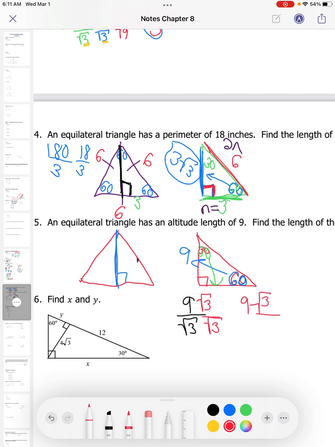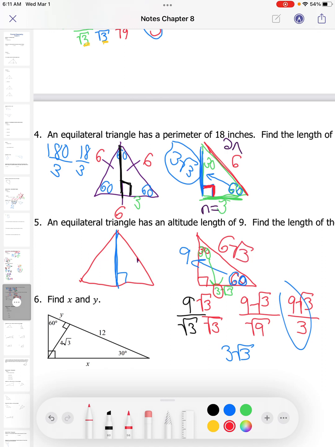So then I have 9 root 3 over root 9. So 9 root 3 over 3. 9 divided by 3 is 3 root 3. Okay, so that is the short leg. Ta-da! So 3 root 3. If I wanted to find the hypotenuse, I'm going to double the 3. So 3 times 2 is 6 root 3.